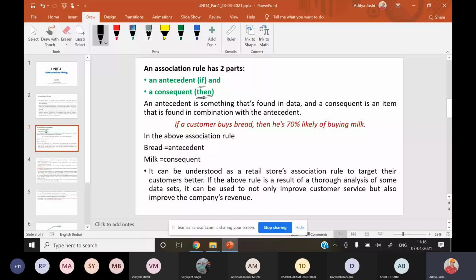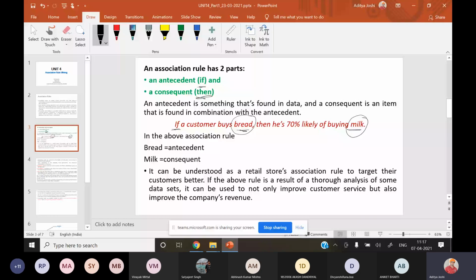Antecedent is something that you found in data. Suppose you found bread in the data set. Now, what is consequent? The consequent is an item that is found in combination with the antecedent. Suppose a customer buys bread and he also buys milk. So what is the antecedent here? Antecedent is bread, because it occurs in the if part. So if a customer buys bread, then he is 70% likely to buy milk. So milk is the consequent here. The antecedent is something found in data, that is bread, and the consequent is the item found in combination with the antecedent, that is milk found in combination with bread.